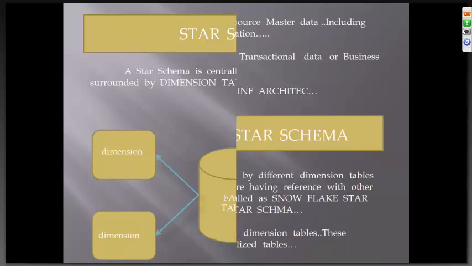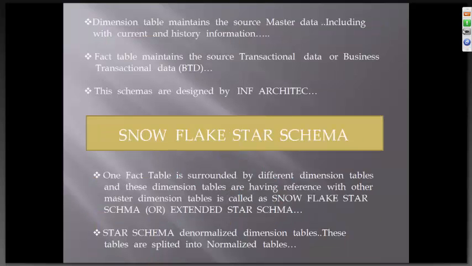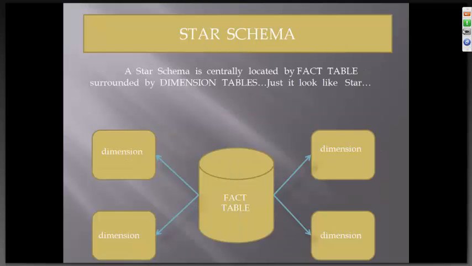So the dimension table maintains the source master data. This is the dimension table. These dimension tables get the data from the source master tables. Fact tables get the data from the source transaction tables. Understand?